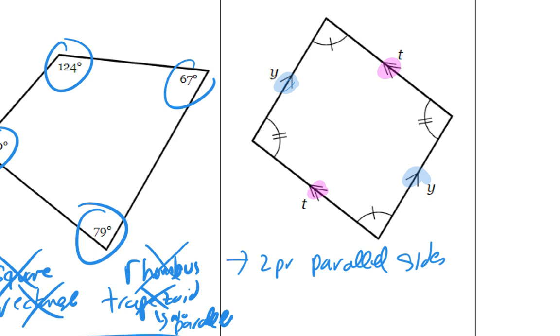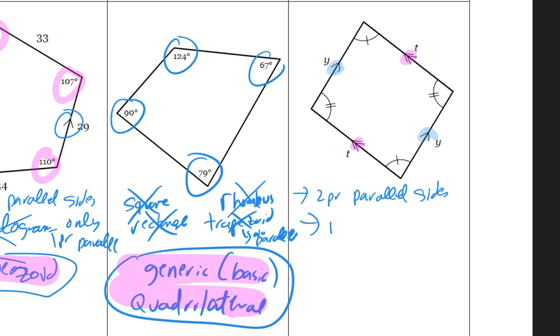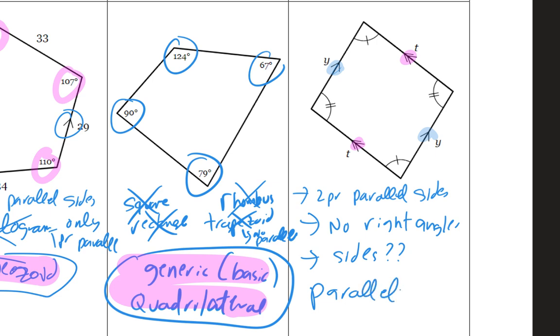Okay. Then we see that these angles are the same. Those angles are the same. So we could say it's no right angles, right? So no right angles. As far as what we can tell, we don't know anything about this. So no parallel sides, no right angles. We don't know anything about the sides. We don't know anything about that. No. So the only thing that we can say is that it is a parallelogram. Right?